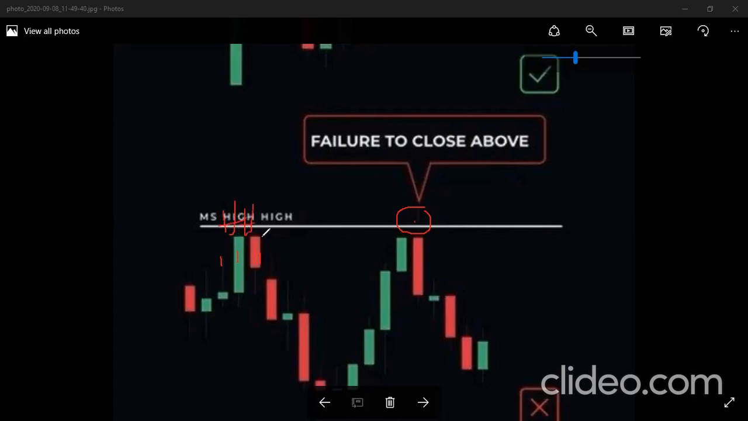Once the body closes above, then it's considered forming a new higher high. If price closes above, it means they are going to make a new higher high. But if they fail to close above, then the first higher high, no matter how many times price hits that line, will always be the higher high.